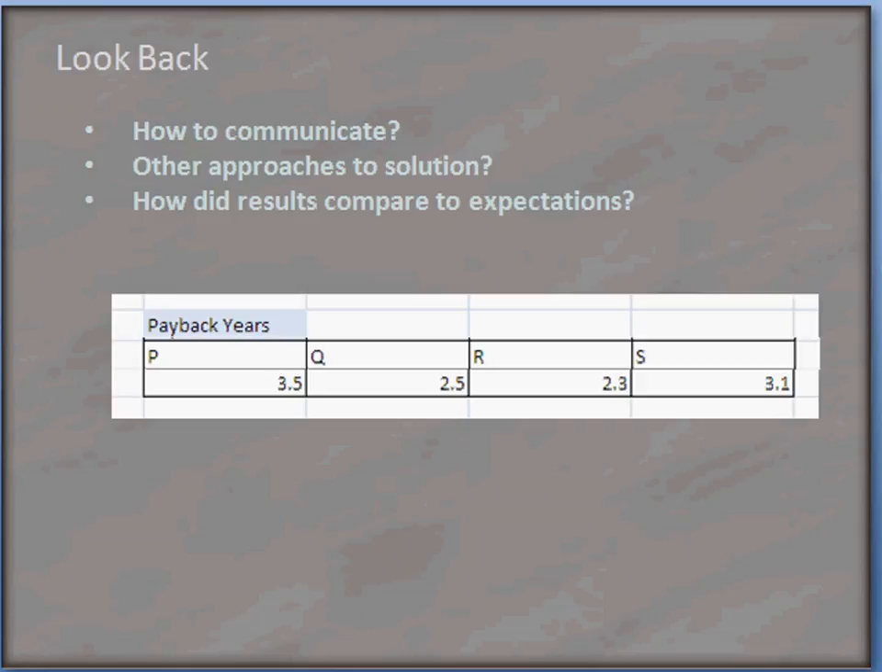And finally, we asked the question of how results compared to our expectations. Certainly it was unexpected that a more expensive material would actually be the best investment. And this shows the importance of the relationship between cost and performance in determining which material was most advantageous.